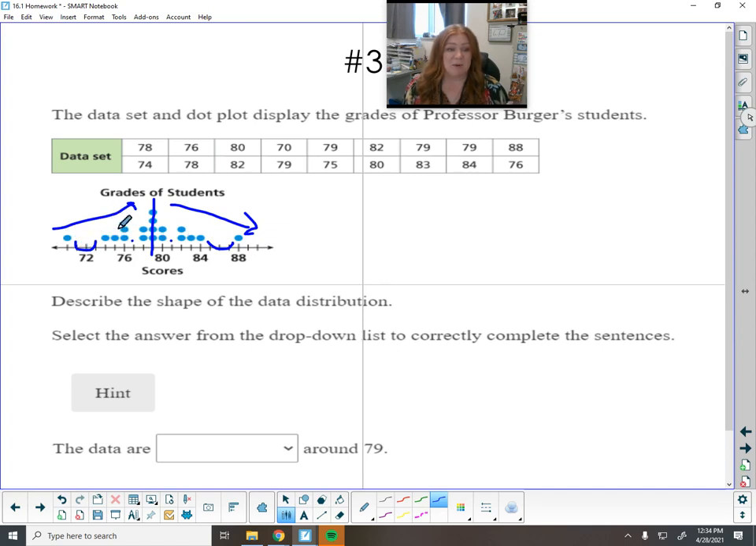We can see we have a couple of clusters. There's a cluster here, a cluster here, a cluster here, so different groups. We can also see the peak is at this score here. So use that information to answer those questions there.